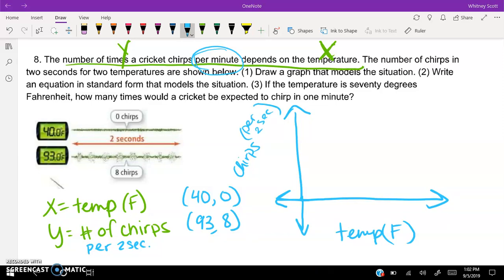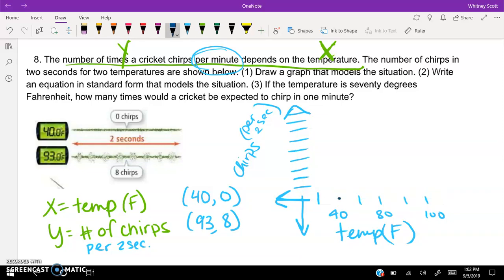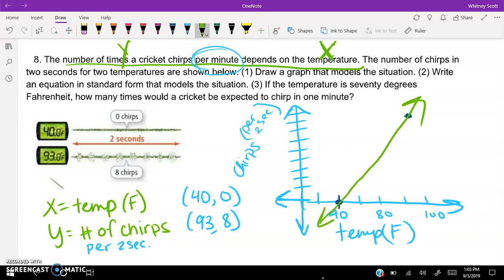So I'm going to count by 20s down here. And then we have to go all the way up to 8 here. So we have 40 and 0 was our first point. Well, sorry. And then we can graph our other point of 93 right about here and 8. And 2 points is all we need for a line. So that's kind of the trajectory we're going on.